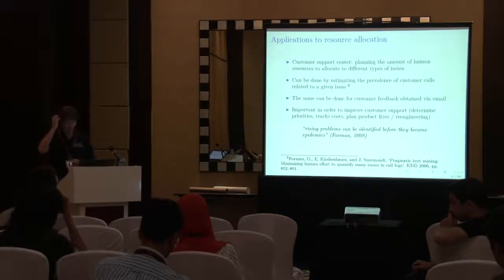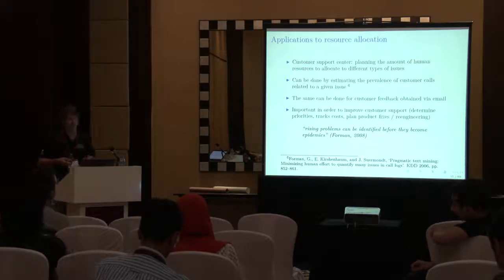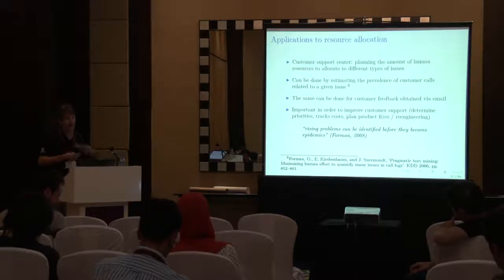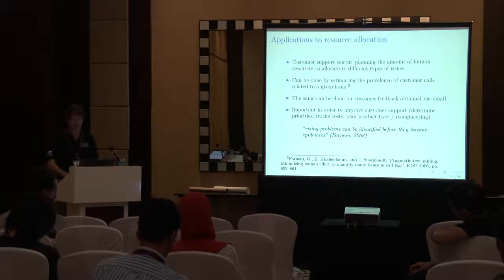So what their people would like to do is to quantify these issues in order to improve the customer support, to devote human resources to specific areas that need more attention, because people ask for more. Essentially, if you are able to track class prevalences in real time, you can identify rising problems before they become, as Forman said, epidemics.